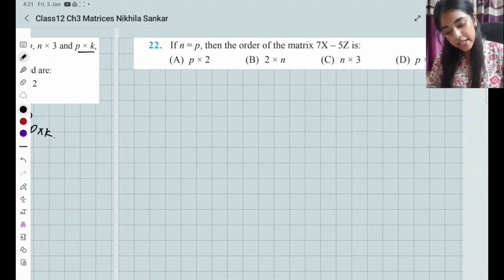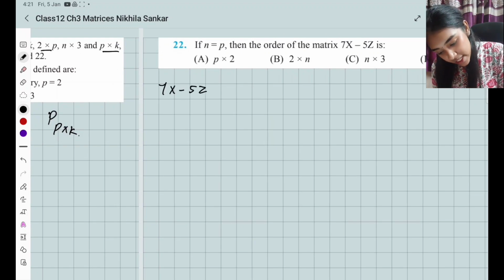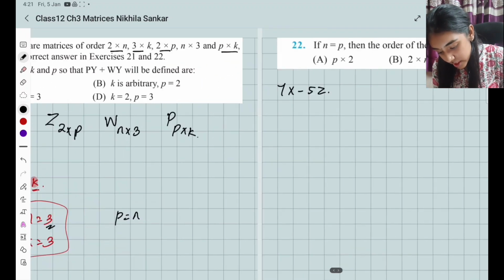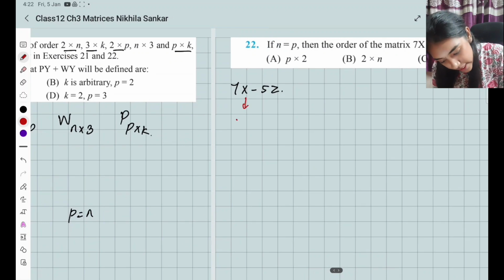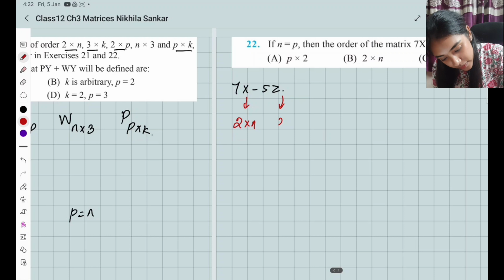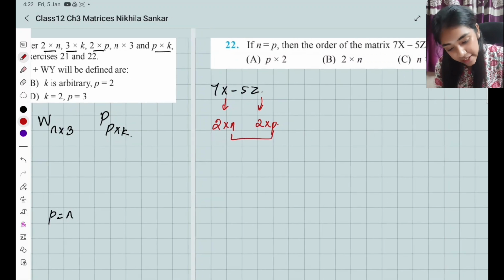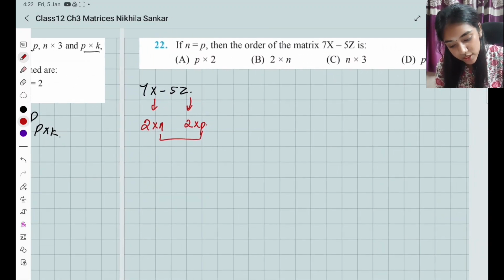Last question. If n equals p, then the order of the matrix 7X minus 5Z. First X க்கு என்ன கொடுத்திருக்கு? 2 by n. So I have X க்கு வந்து 2 by n and Z க்கு 2 by p. So 2 by p கொடுத்திருக்கு. To subtract the matrices, I need to have the same order. So from this I have n equals p. So n equals p ன்னு கொடுத்துட்டான்.